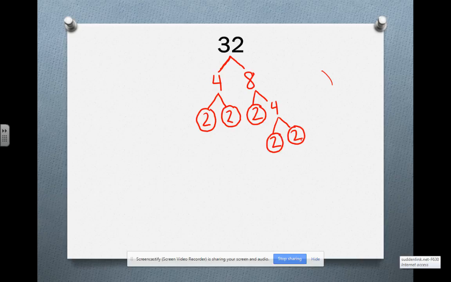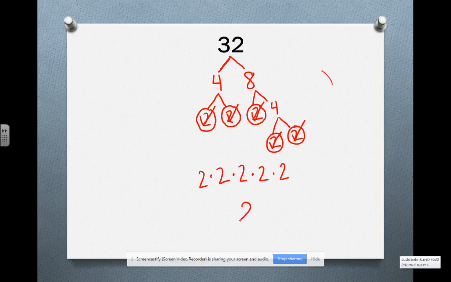Now, when I look at all of the numbers that I have remaining, I have 2 times 2. Notice I'm checking them off. One of the reasons that I do that is so that I don't forget any of the numbers that I have circled. And now I have that prime factorization written in expanded form. And now I'm going to write it in exponential form.